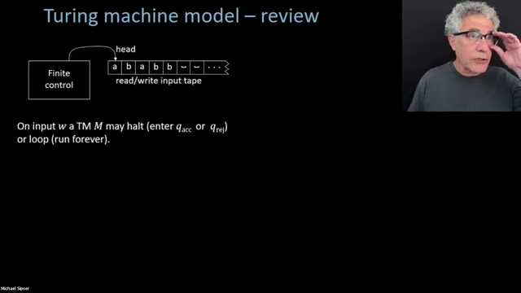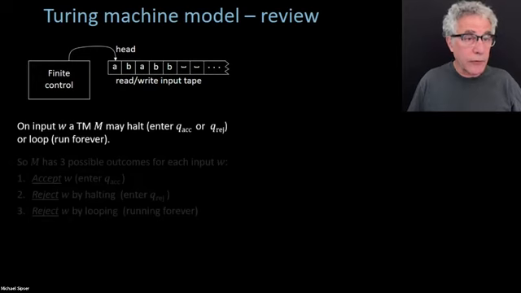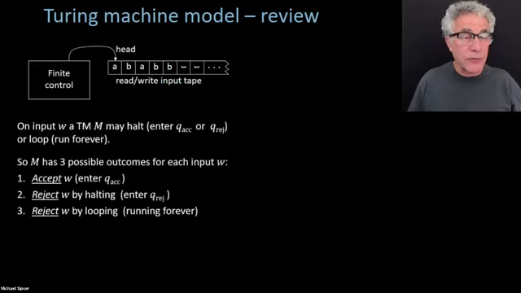The output of the Turing machine is either going to be a halt, accepting or rejecting, or loop, meaning the machine may run forever. With three possible outcomes for any particular input, the machine may accept that input by entering Q accept, may halt and reject by entering Q reject, and it might reject by looping, which means it never gets to the accept state, or it never gets to any halting state. It just goes forever. But we still consider that to be rejecting the input, just rejecting by looping.